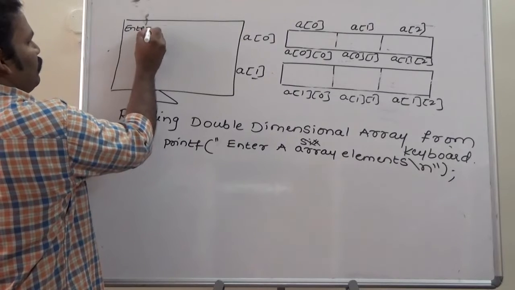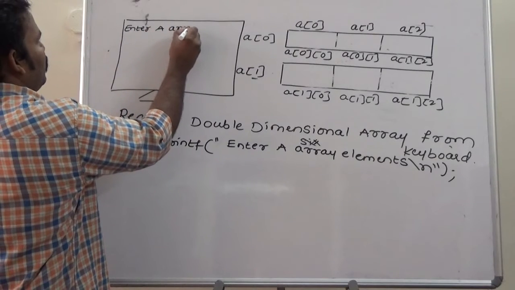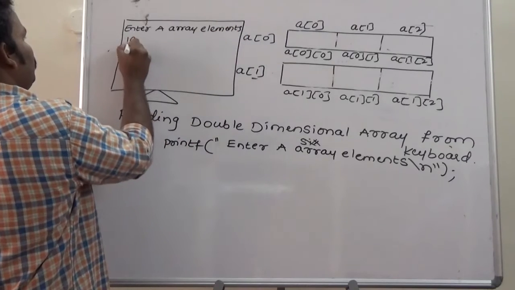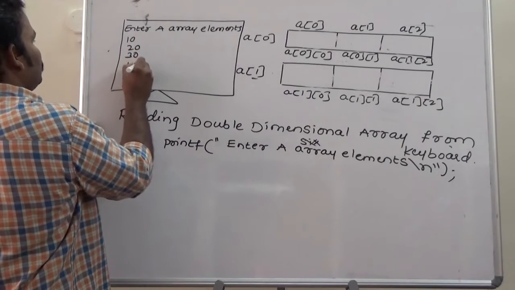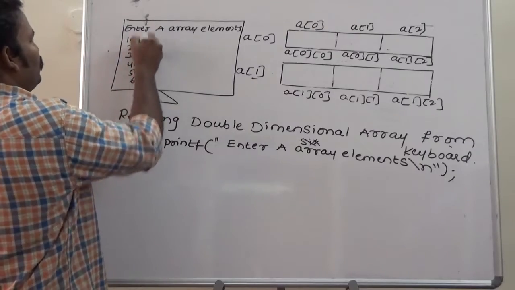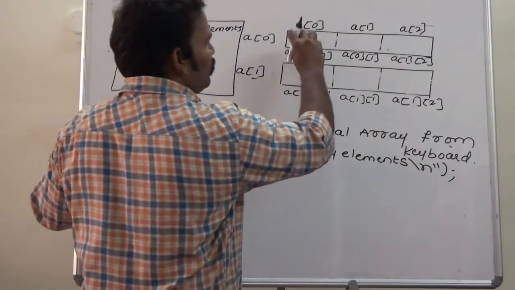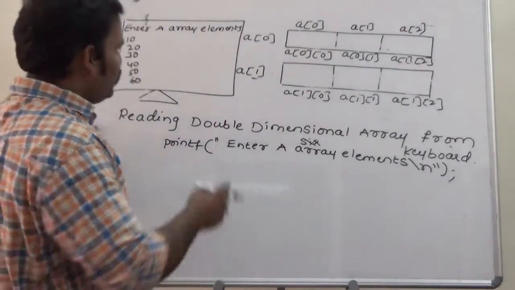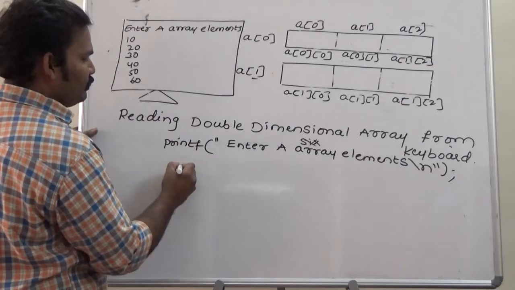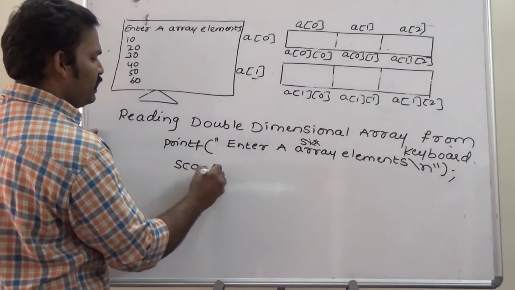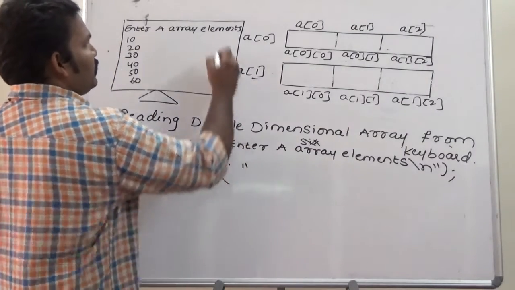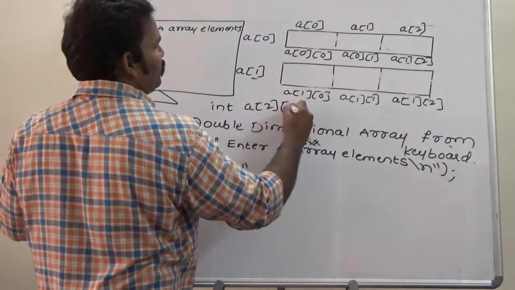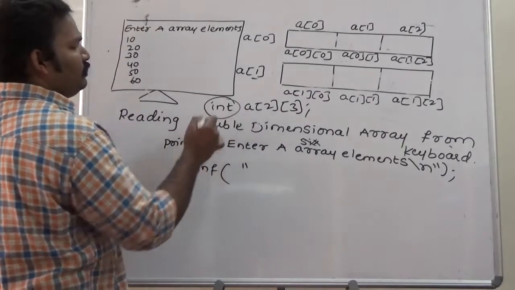Enter array elements. So after reading this message, the user will enter 6 elements. Here we have to read all these 6 elements and store them into 6 different locations. So how do we read elements? Generally, we use the scanf function with a format specifier. Here the array declaration is int A[2][3], so the array is of integer type.